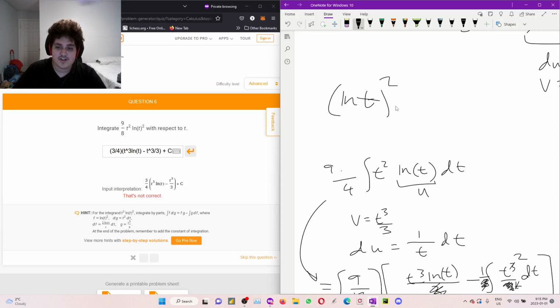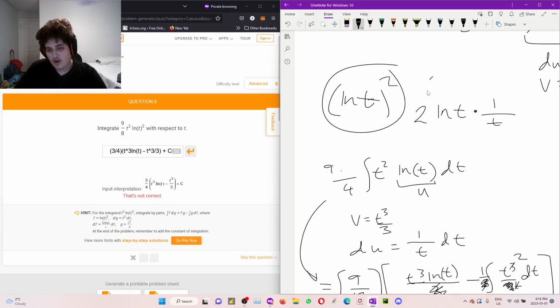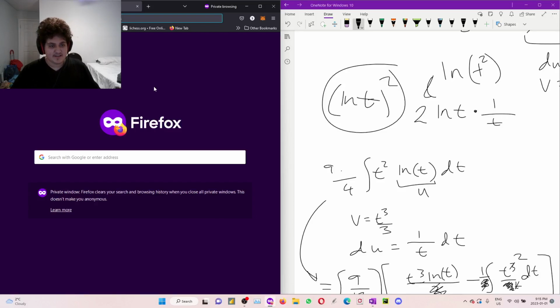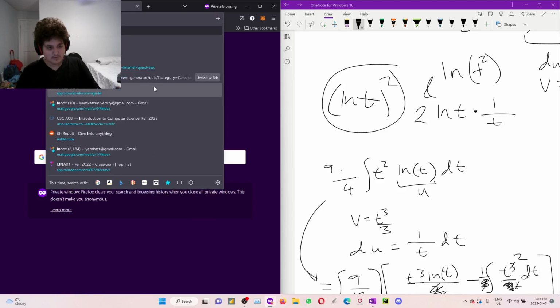So if you differentiate this, you get 2 ln t times 1 over t. So yeah, exactly, they meant this, and I thought that they meant this. So it's not really a mistake. It's just a misunderstanding. We can see if the way that I interpreted it was correct, and then we'll redo it with this interpretation as well, just to show both of them.